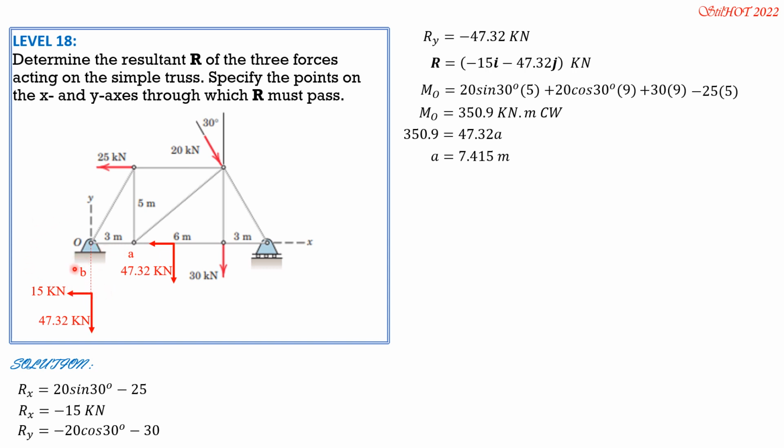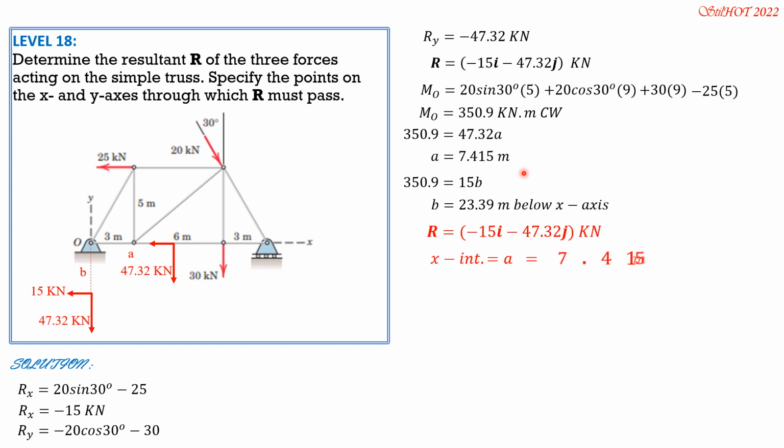The moment about O is 15 times B clockwise, then that is equated to 350.9 equals 15B. So B therefore is 23.39 meters below the x-axis. So final answer, R is negative 15i minus 47.32j kilonewtons. Then x-intercept 7.415 meters. Y-intercept negative 23.39 meters. So that's it.